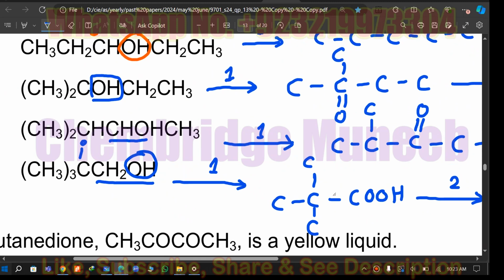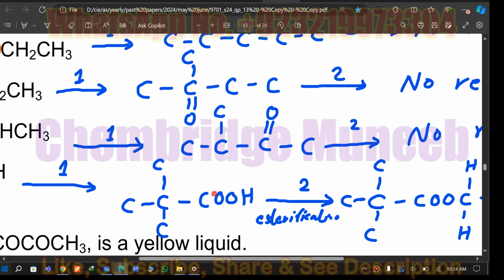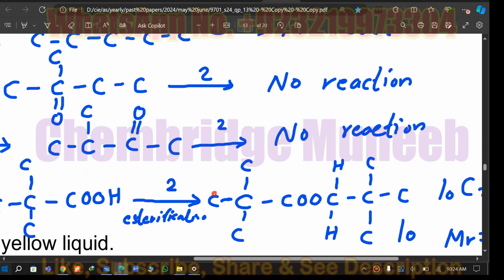Now this carboxylic acid must react with the original alcoholic compound. So we do know that there is a reaction of alcohol with carboxylic acid, and that reaction is called the esterification reaction. This is the esterification in which an ester is produced. So we should know the formula of the ester which is obtained as a result of these two compounds, and the formula of the ester is this. Now this is the ester which is obtained as a result of this reaction.